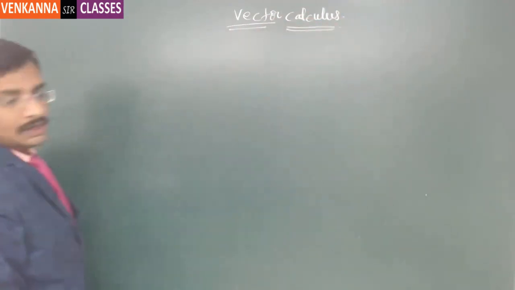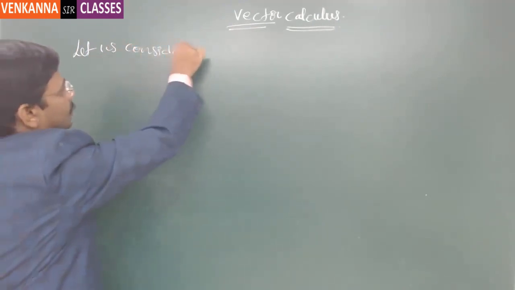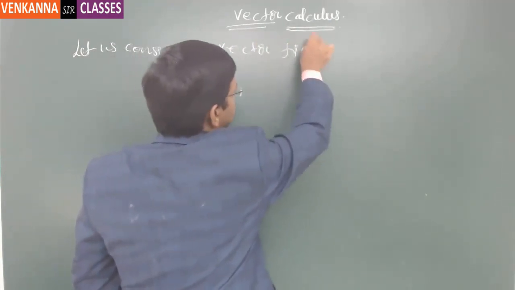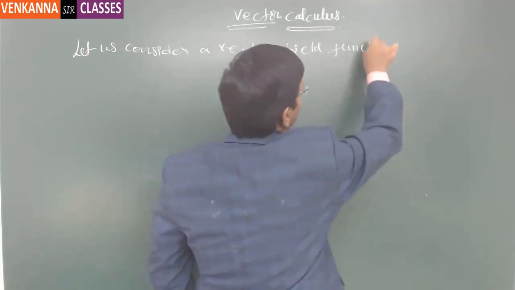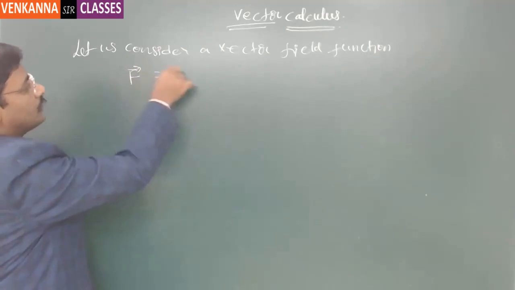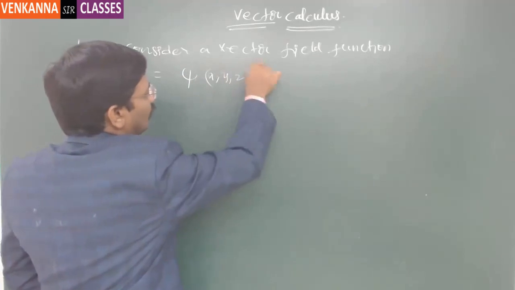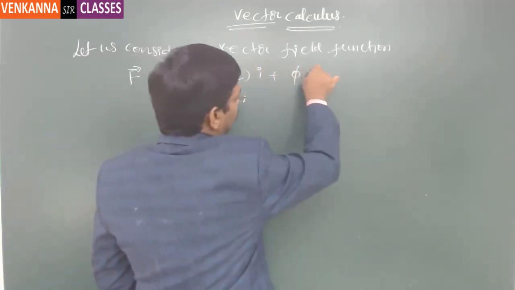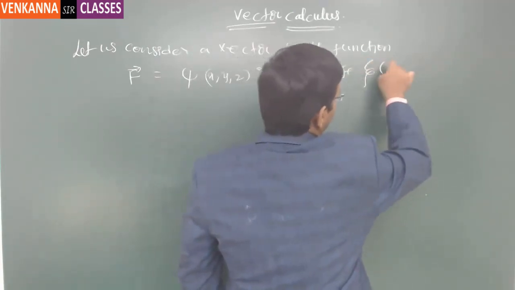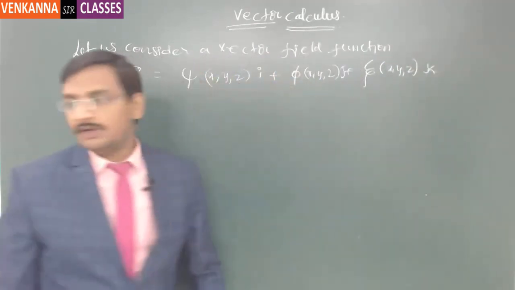So, let us consider a vector field function. So, in the vector field function, let us say f is equal to some function of x comma y comma z into i, some function of x comma y comma z into j, and some function of x comma y comma z into k, right? So, this is a vector field function.